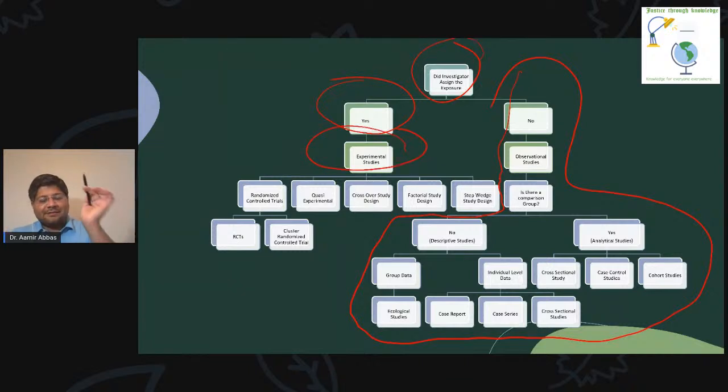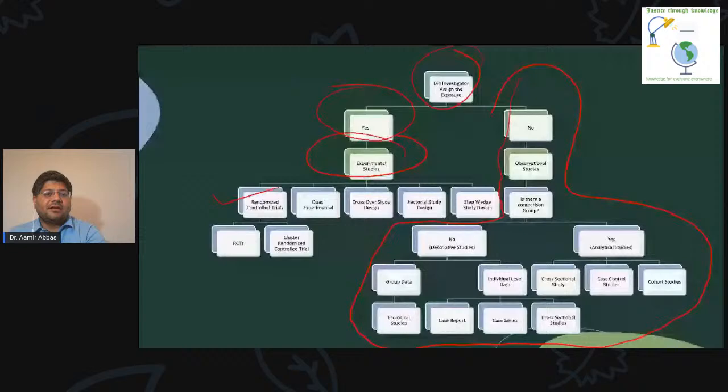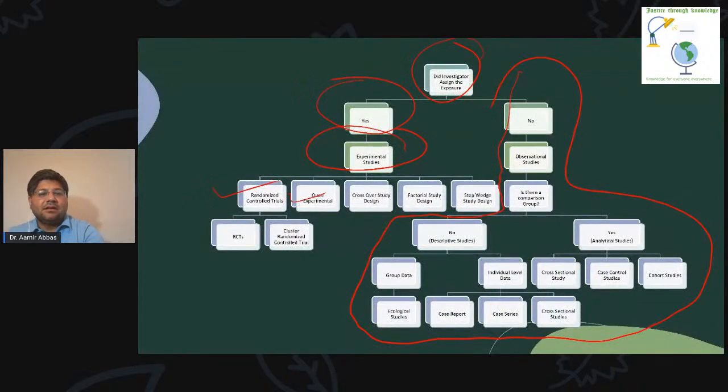At this point in time, I will just introduce these names to you. Even I'm not explaining what these are. Just remember where these study designs are in the classification system. Within the experimental study, there can be randomized control trial, quasi-experimental study design, crossover study design, factorial study design, stepwise study design, and then the randomized control trial can be simple randomized control trial and cluster randomized control trial.